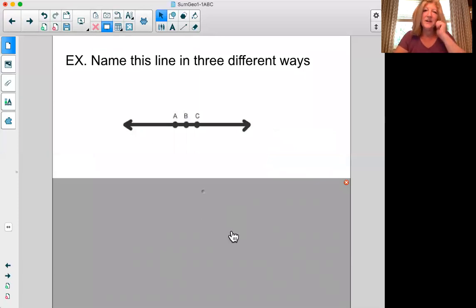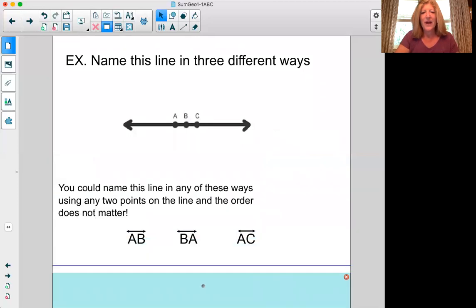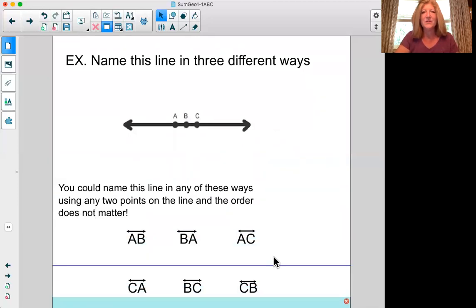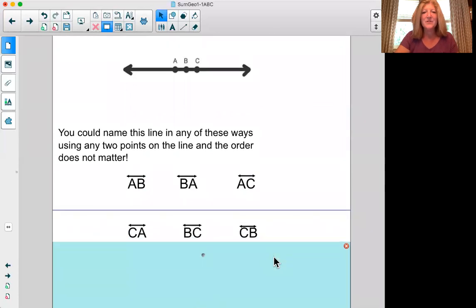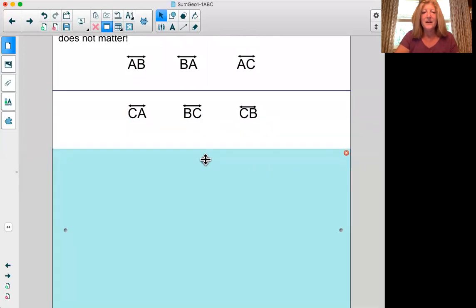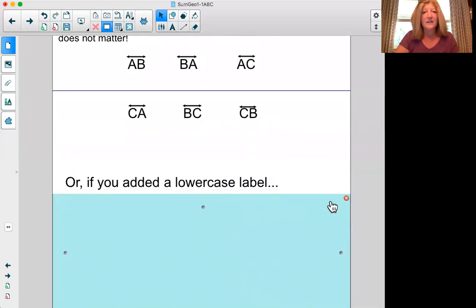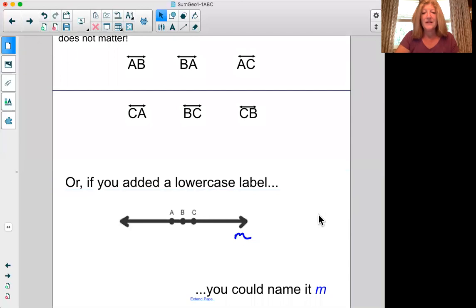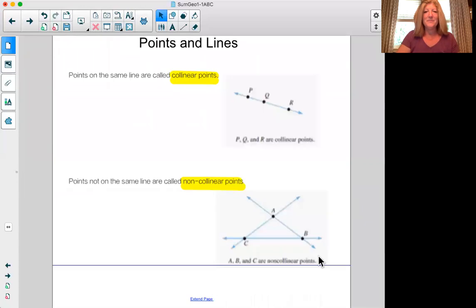So pause the video and on your own paper, name this line in 3 different ways, and then press play for the answer. So to name this line, you could use any 2 points on this line with the double-headed arrow above it. So any of these will be fine because the order doesn't matter. Any 2 points will do. These are all correct answers. Another way you could do it is add a lowercase label. In this case, I chose M, but you could choose any lowercase letter you want to name it.